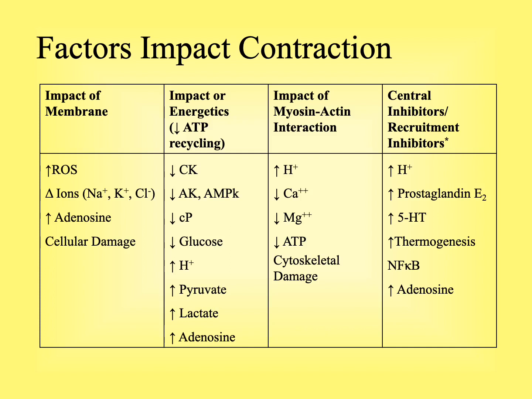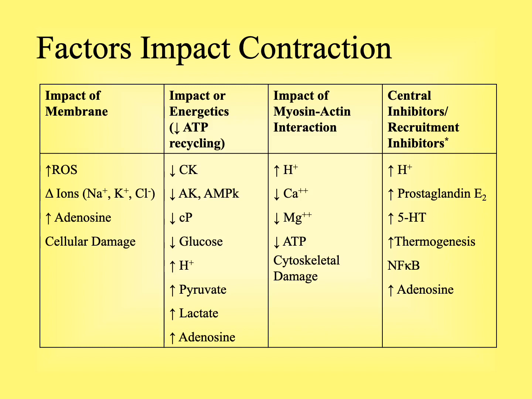We're going to start having ion issues in between the actin and the myosin interaction. We're going to start to reduce the calcium availability and reduce the magnesium availability, which is necessary to decouple the actin and the myosin. We're going to start having cytoskeletal damage taking place. We're going to start having central inhibitors coming into play, such as changes of plasma ion conditions, such as inflammatory signals like prostaglandin E2, serotonin.